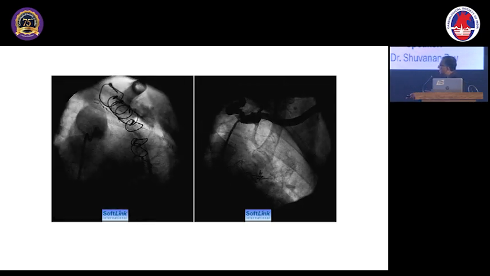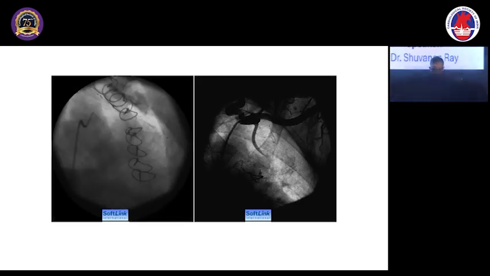And this is the angio. You can see it in Circulation.